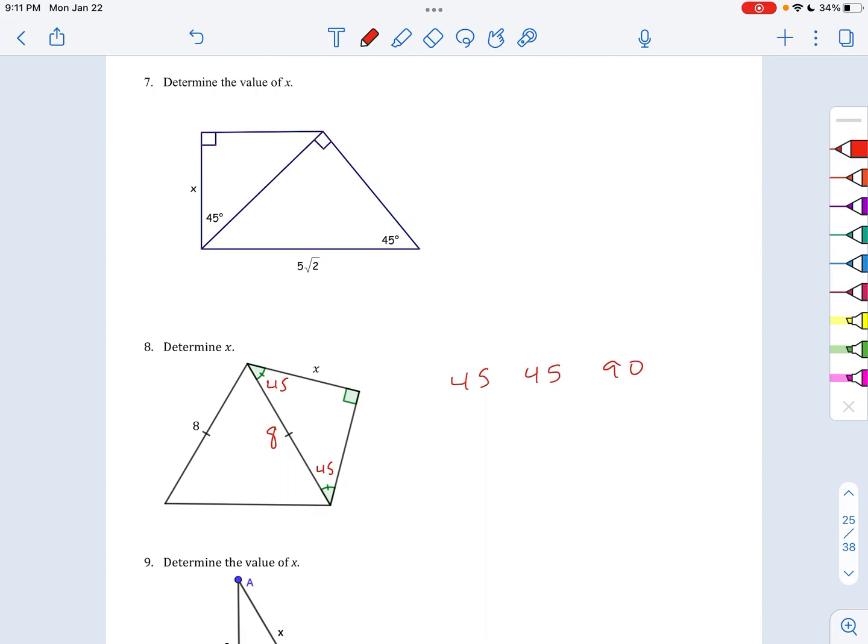Now I'm going to set up my ratios. 1, 1, root 2. I have x across from the 45 and 8 across from the 90. So if I solve that, I get 8 equals root 2x, which means x equals 8 over root 2.